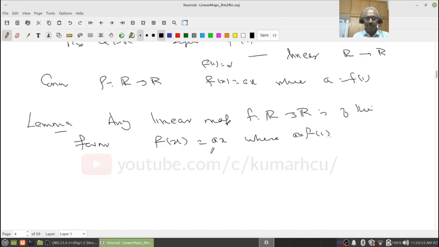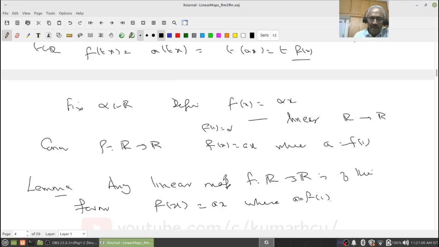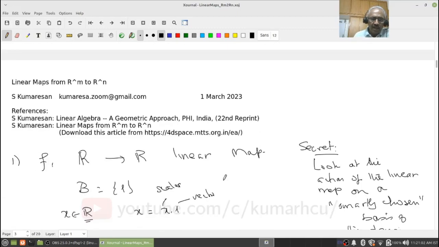You will be surprised, this is never discussed in many books. Of course, my book deals with it. I forgot to say the reference: a linear algebra book of mine, and then based on my discussions with some group, I typed it as linear maps from Rm to Rn. It will be uploaded to this place, so after a week or so you may be able to download it.